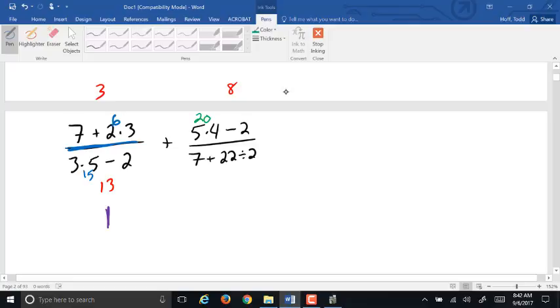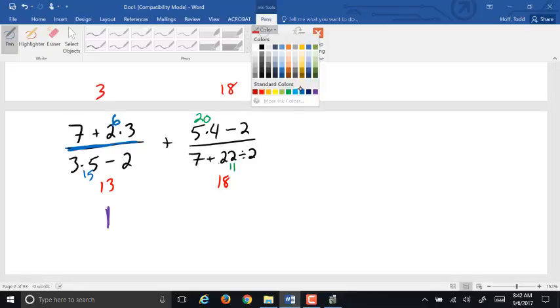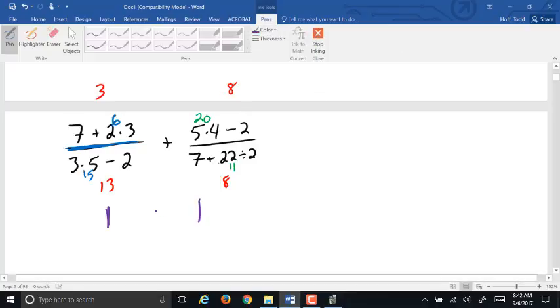On the bottom, what do I have to do first? Divide. 22 divided by 2 is 11. 7 plus 11 is 18 again. 18 divided by 18 is 1.